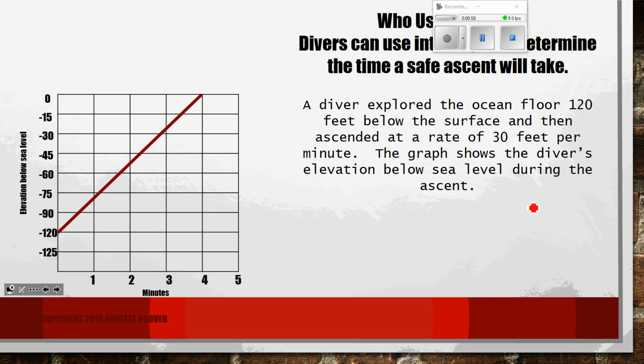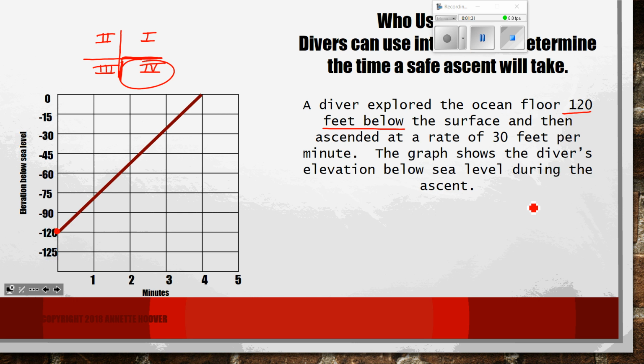Now, if you remember the 4-quadrant grids, we have the first quadrant here, the second quadrant, the third quadrant, and the fourth quadrant. If you notice this graph right here, the x's are positive, which is this line, and the y's are negative, which is this line. So we're actually down here in the fourth quadrant. If you look over here at the y-intercept, you see that it is at negative 120. Now that number is important because that tells us the depth that the diver was to begin with.